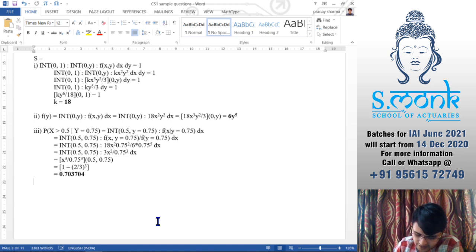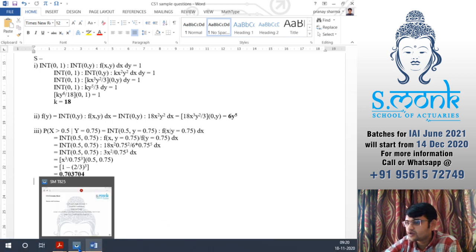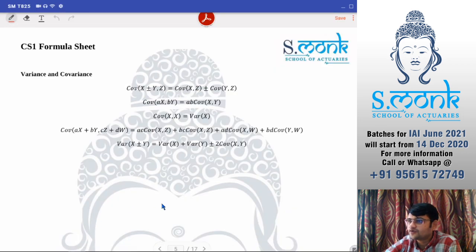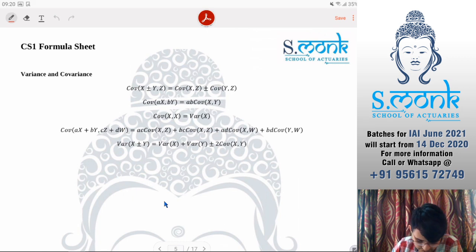So these are the difficult types of questions in joint distribution. Let's move on to conditional expectation. Conditional expectation used to be a large chapter, but they have removed a lot of the difficult part out of it. This is nothing but the variance and covariance formulas, which you also have to remember from chapter 3. First I'll talk about the variance and covariance formulas.